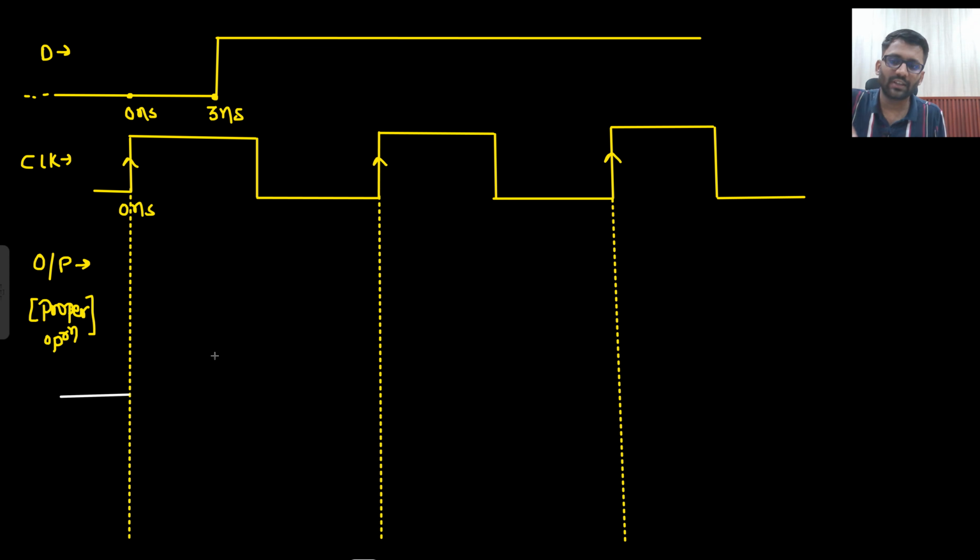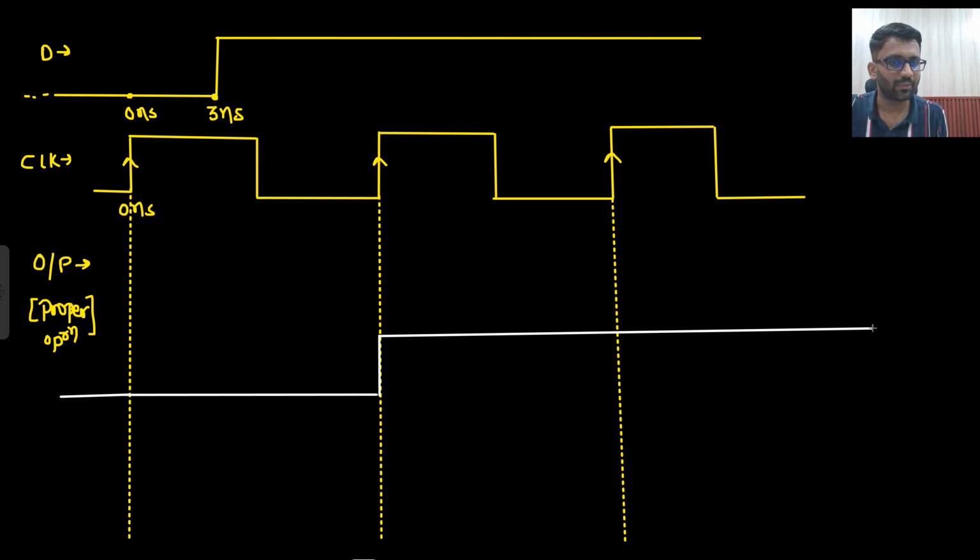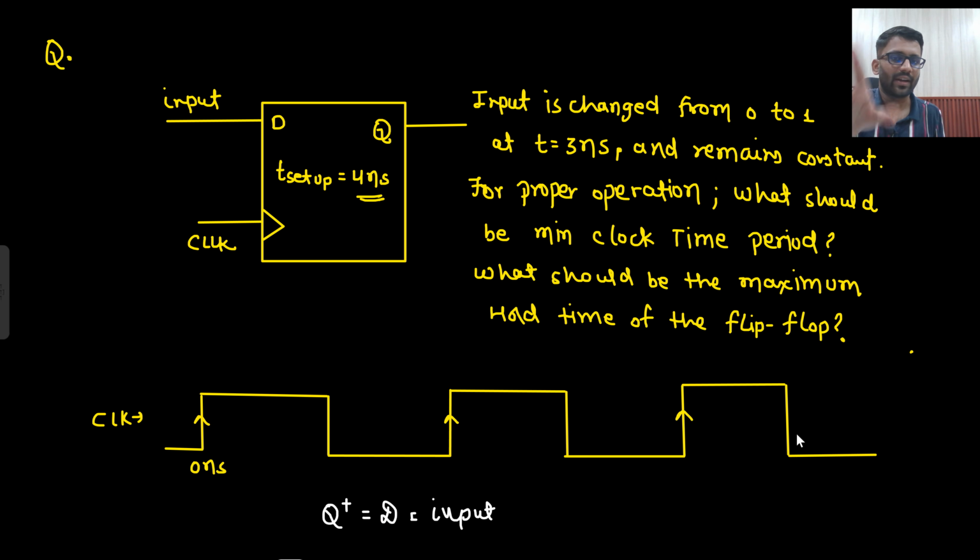At the positive edge, what does it see? 0 only. So it will sample 0. Now at this positive edge, what does it see? 1. So it will sample 1. At the next positive edge, what does it see? 1 only. So it will always keep on sampling 1. So this is your proper output, right? This is your proper operation. But there are setup time, hold time, and everything present now.